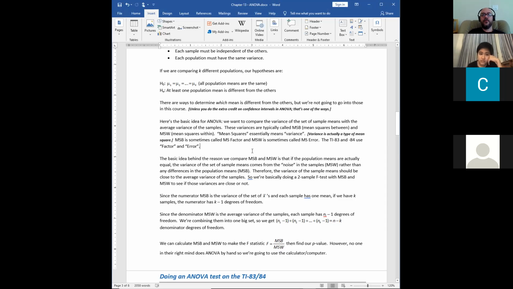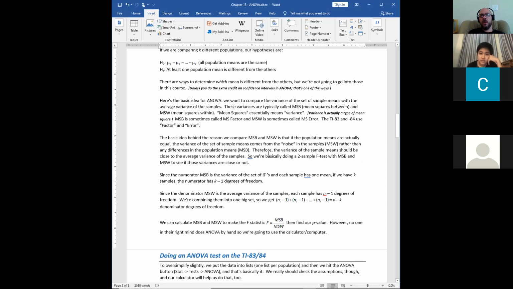And it's true. But I would encourage you to think about, okay, what does it mean if MSB, the variance of the sample means, is significantly larger than MSW, the variance of the individual samples? And what does it mean if MSB is smaller than MSW? So I'll let you think about that. The explanation I gave you is the right one, but it does take some thinking.